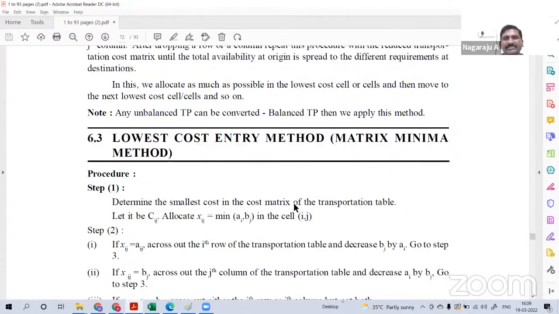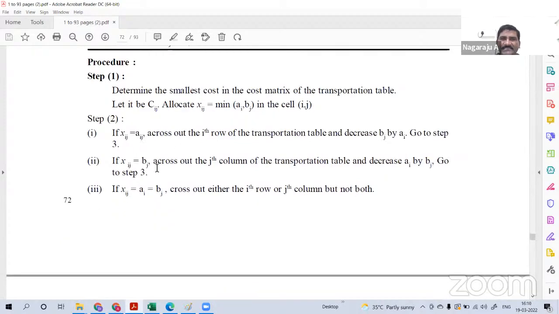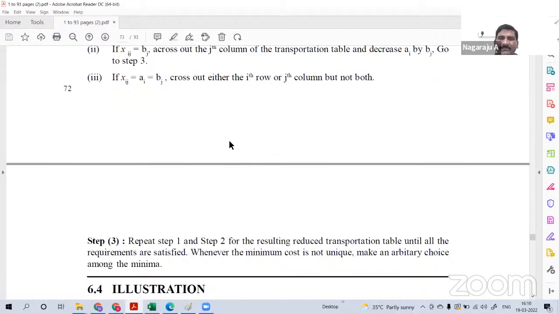Least cost method. The lowest cost method is the algorithm we should apply. In this procedure, determine the smallest cost in the cost matrix of the transportation table, Cij. Allocate Xij equal to the minimum of Ai, Bj in the cell (i, j). If Xij equals Ai, cross out the ith row of the transportation table and decrease Bj by Ai, then go to step 3. If Xij equals Bj, cross out the jth column of the transportation table and decrease Ai by Bj, then go to step 2. If both are equal, then we can allot directly.